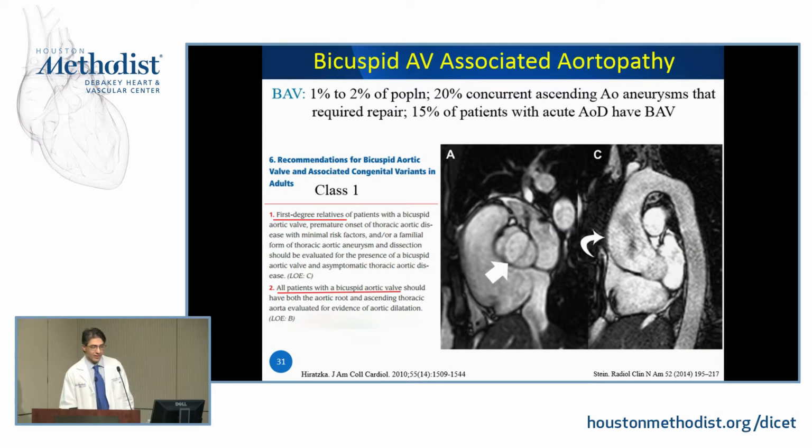Bicuspid aortic valve aortopathy is very important to know about. It affects 1 to 2% of the population. 20% of bicuspids will have concomitant ascending aortic aneurysms that will require repair. And 15% of patients with dissection have bicuspid aortic valves. So it's a major problem. It's a class 1 indication that first degree relatives should be screened. And patients who do have a bicuspid valve should have imaging, beginning with an echo to start identifying pathology.